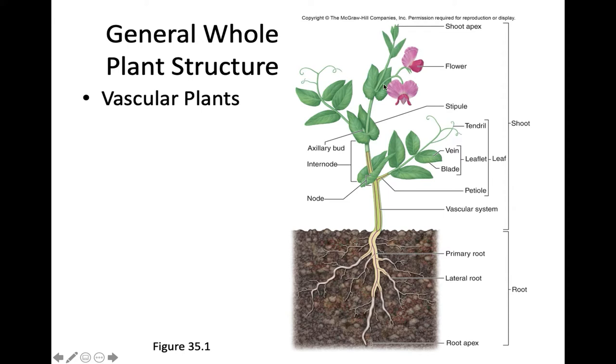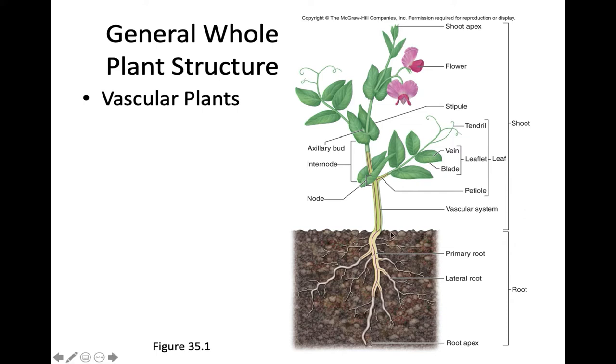The reproductive portion of the plant, and right here we're talking about angiosperms because remember, gymnosperms do not make flowers and fruit. The flower, fruit, and the seed of the plant will grow directly out of the stem of the shoot, although there is some variability in how they're going to do this. So that's all part of the shoot.